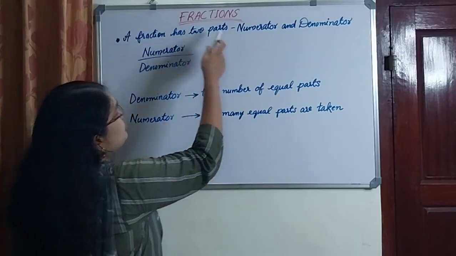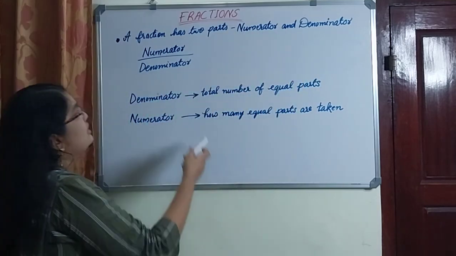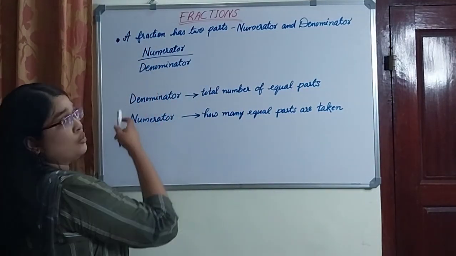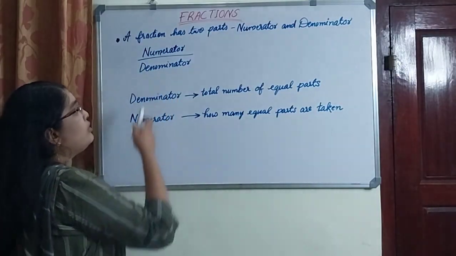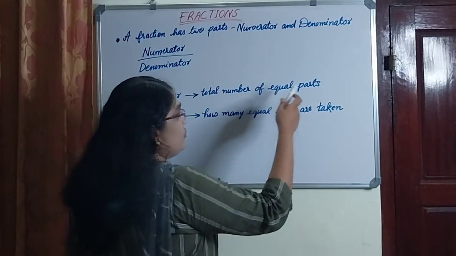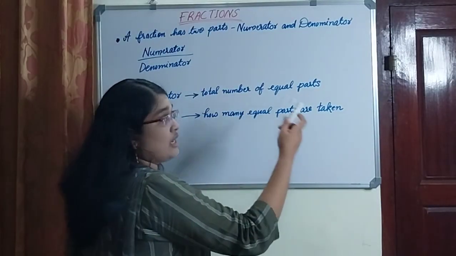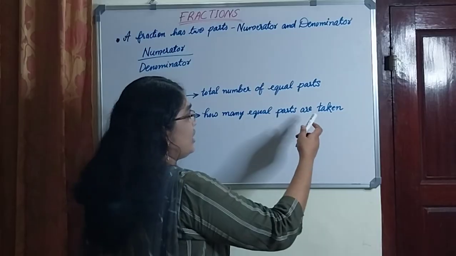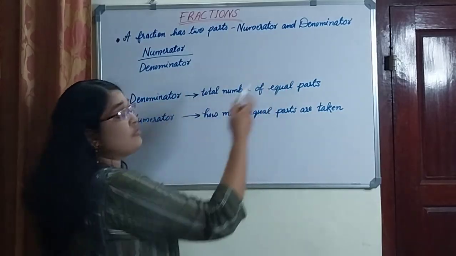A fraction has two parts, numerator and denominator. It is represented like this with a line. The number above the line is called numerator and the number below the line is called denominator. The denominator denotes the total number of equal parts of the whole or the collection of objects. And the numerator denotes how many equal parts are taken from the total number of equal parts.